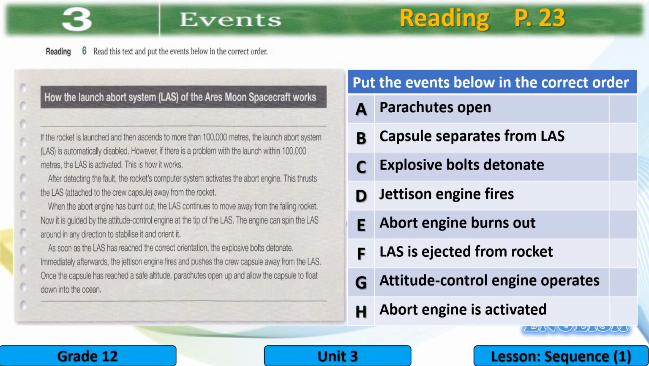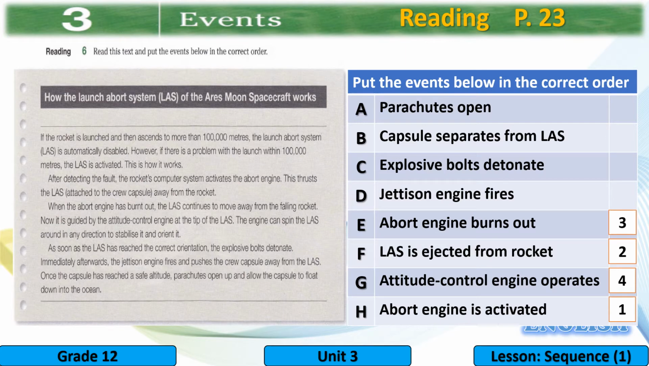The first thing that happens here is H. Abort engine is activated. The second thing, the LAS is ejected from the rocket. The third thing, the abort engine burns out. Number 4, the attitude control engine operates.